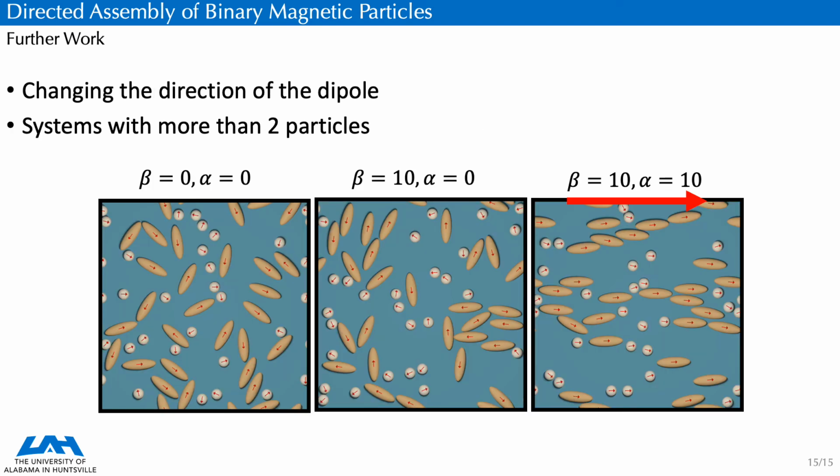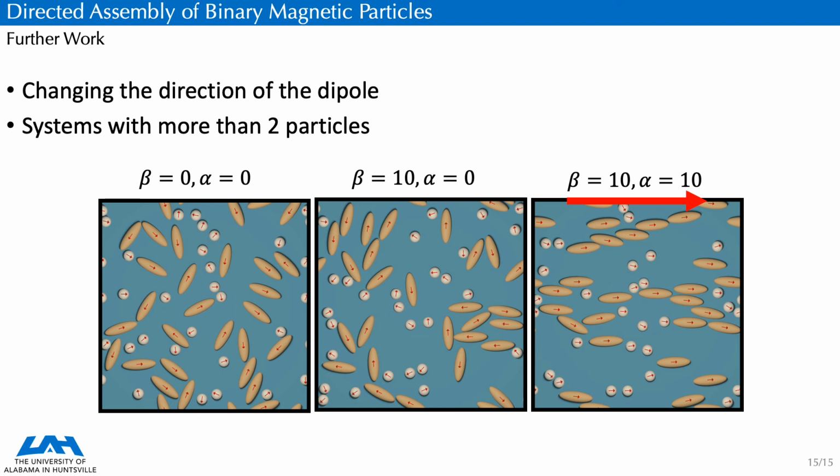Some further work that could be done on this includes changing the direction of the dipole, which is an additional variable that we did not explore as much. In this case, we could change the direction of the dipole from being oriented along the positive x-axis to being oriented along the y-axis or even the z-axis.